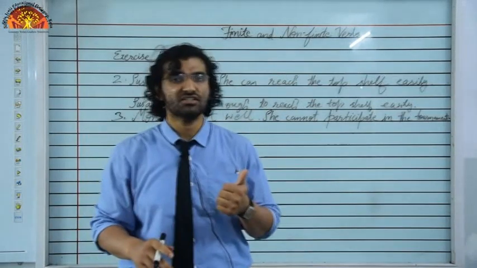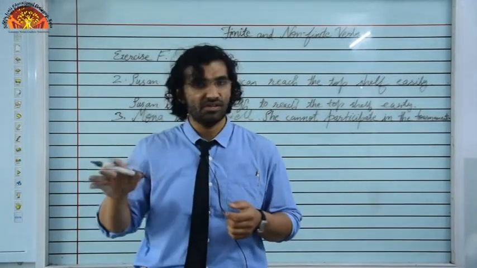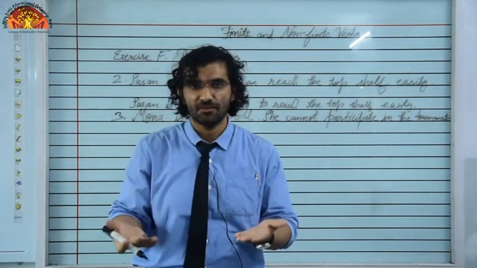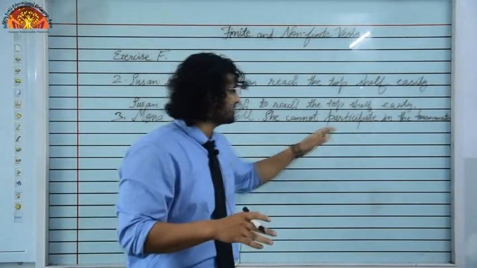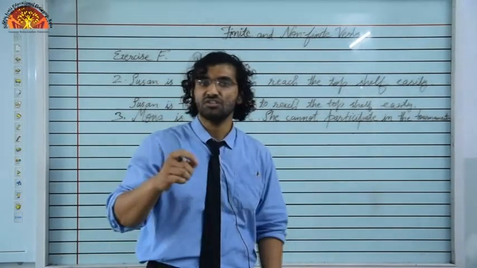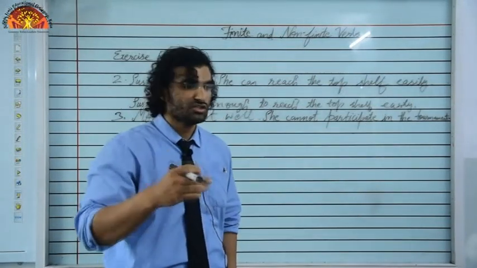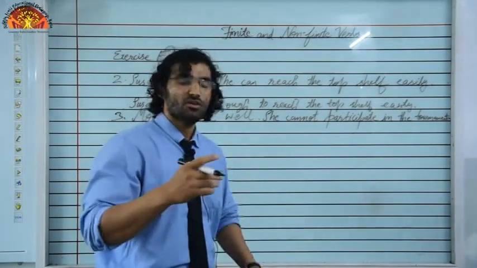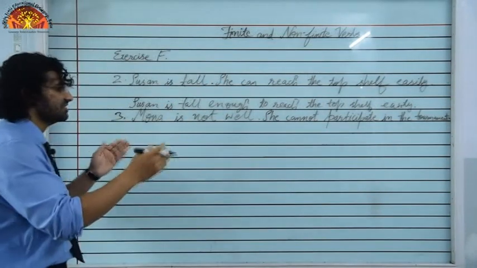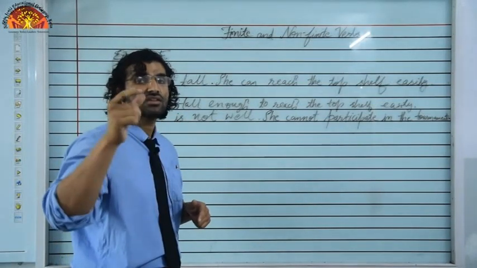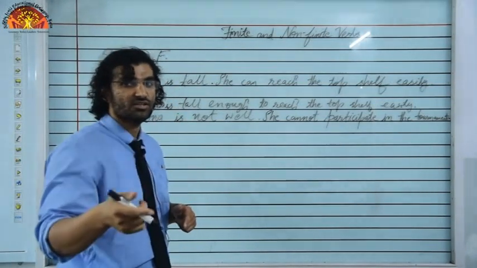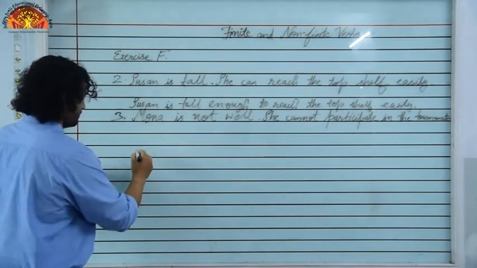We have two sentences with us. Mona is not well, which means she is not healthy. Mona is not well, she is not fit. She cannot participate in the tournament. That is why she could not take part in the tournament. We need to make these two sentences as one. We need to combine these two sentences with the help of enough and infinitive. Let's see how we will do it.